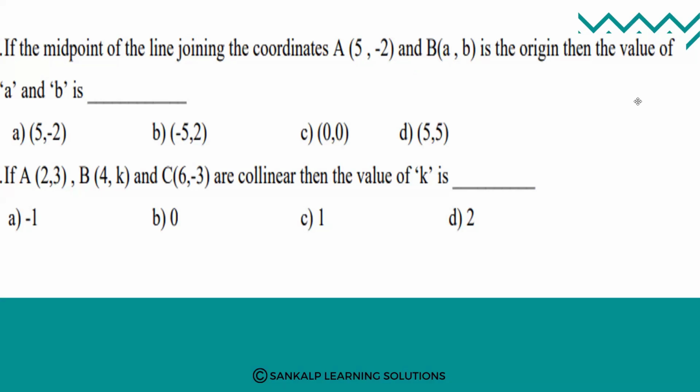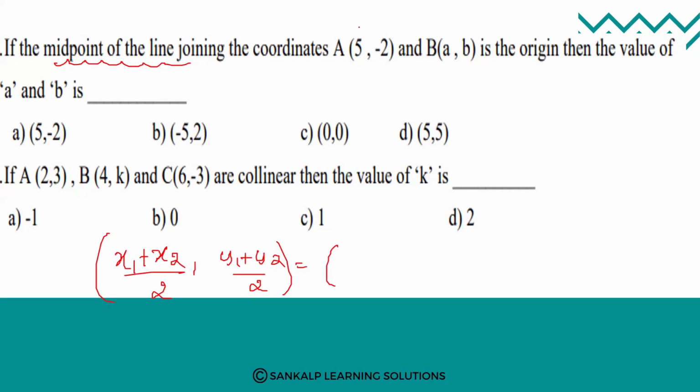If the midpoint of the line joining coordinates A (5, minus 2) and B (a, b) is the origin, then find the value of a and b. See, midpoint of the line joining. When you want the midpoint of the line joining, then you use the formula x1 plus x2 divided by 2, and y1 plus y2 divided by 2. Right. So this is our formula.